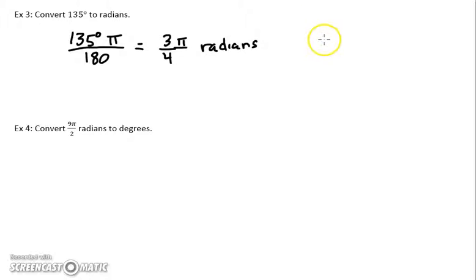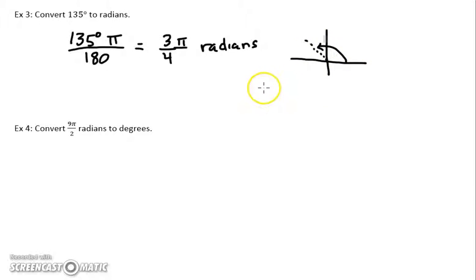So we want to convert 135 degrees to radians. Looking at our formulas, we take 135 degrees, multiply it by pi, and divide by 180. If you simplify 135 over 180, you get 3 over 4. So we're looking at 3 pi over 4 radians. And if you think about what a 135 degree angle looks like, it would be right here, and we saw earlier that that's the same thing as 3 pi over 4.